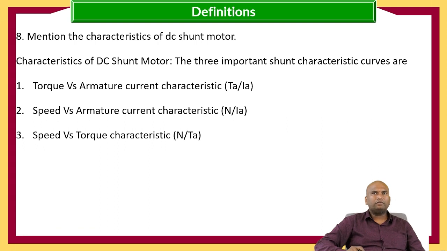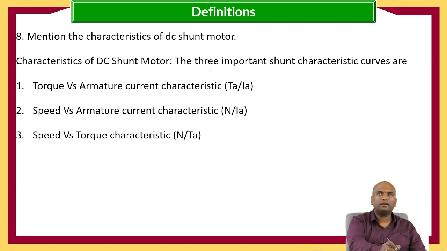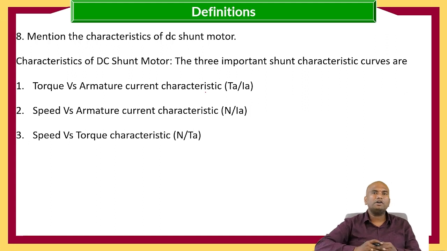Mention the characteristics of DC shunt motor. A motor is a machine which converts electrical energy into mechanical energy, so our output characteristics are also in mechanical terms. The three important shunt characteristics are: first, torque versus armature current. How much torque is developed corresponding to the armature current which we have given. That is our first characteristic.